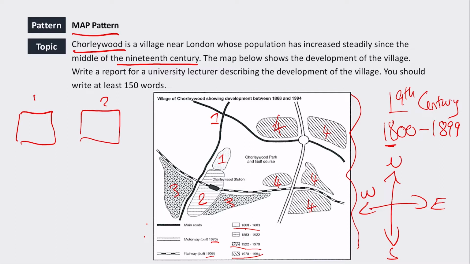So the road was first, then they built this part between 1922 at the same time as the railway. So the railway was built together, okay? And then the motorway was built in 1970, which is when they built all this housing. So this would be number 4 as well, okay?